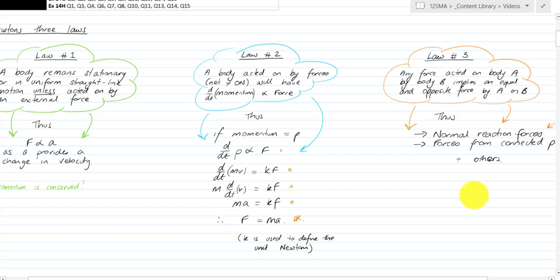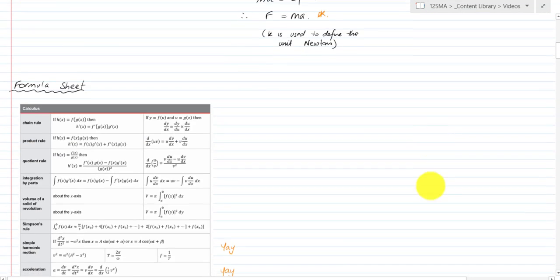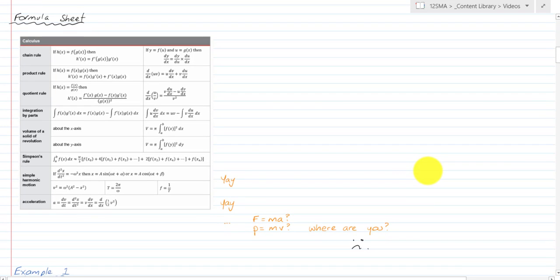So those are Newton's laws, but we're really concerned with the math behind them. So let's have a look. First of all, here's our formula sheet. It's nice to note on here our simple harmonic motion and acceleration laws, but we are missing a couple. Force equals ma is not there. Momentum equals m times v is also not there. I've put a little sad face there, but to be honest, they're fairly simple functions, so hopefully we can deal with those.